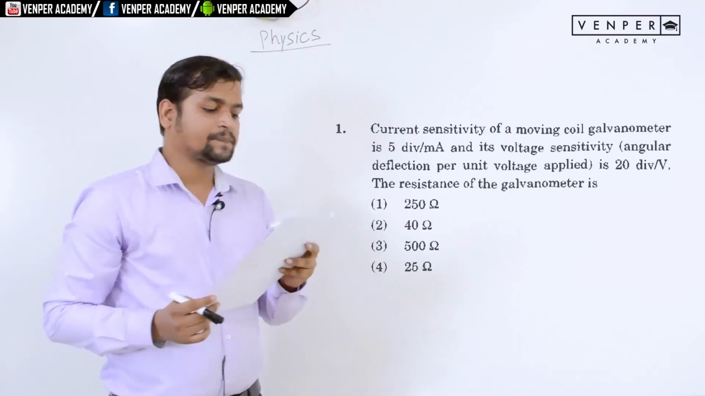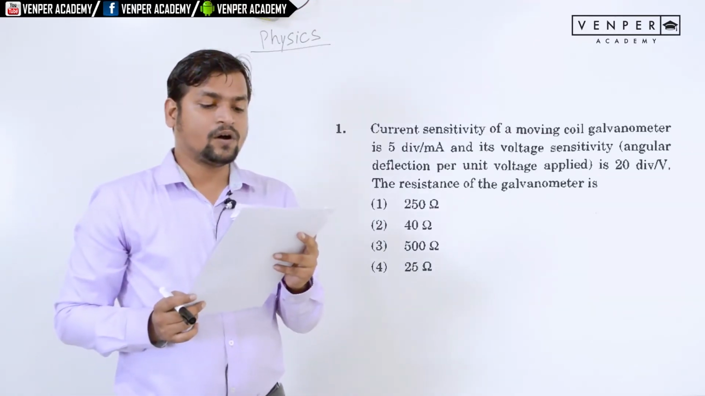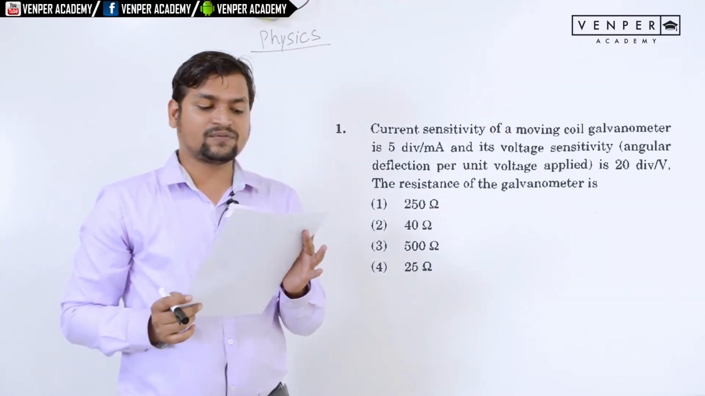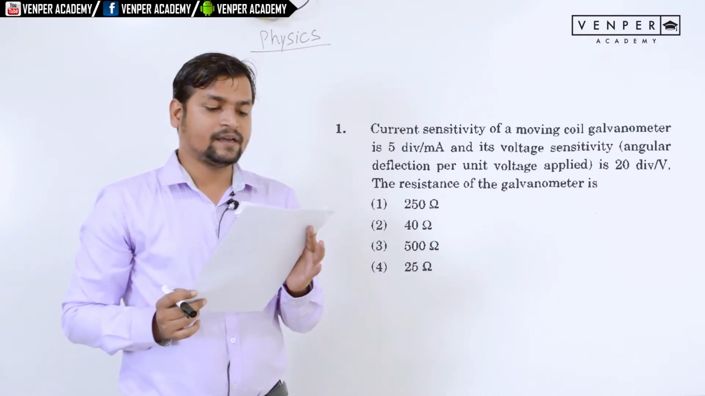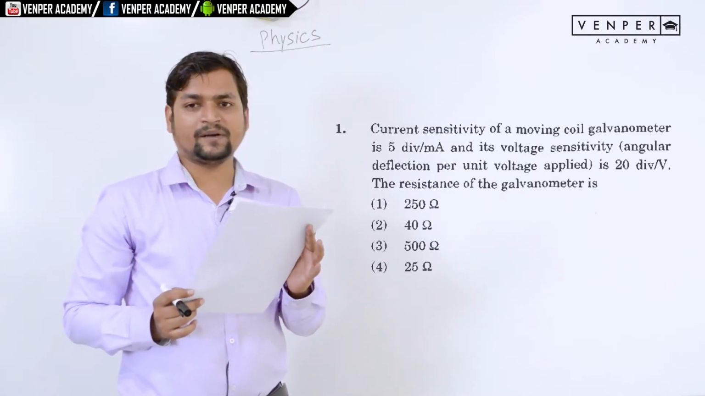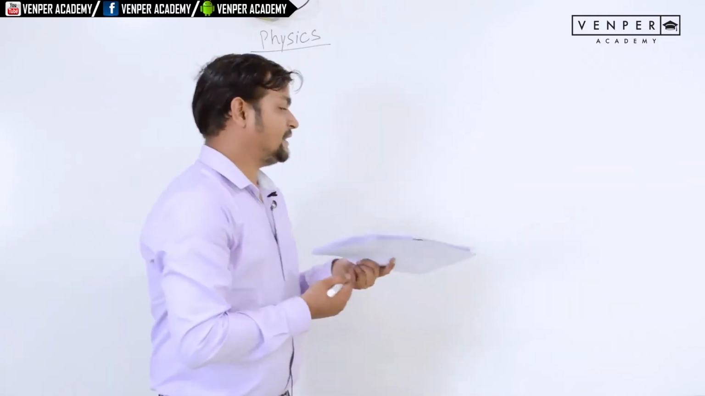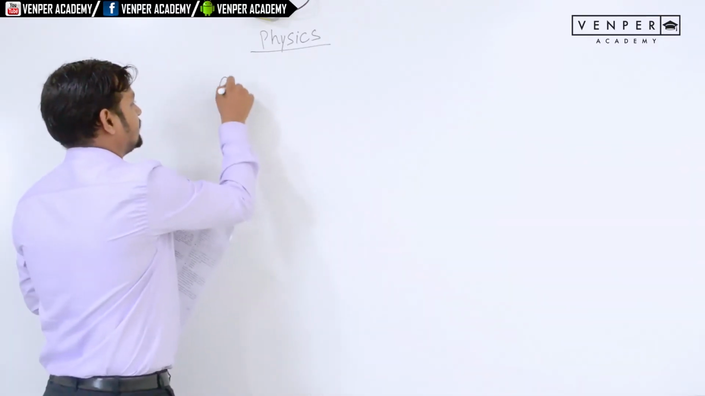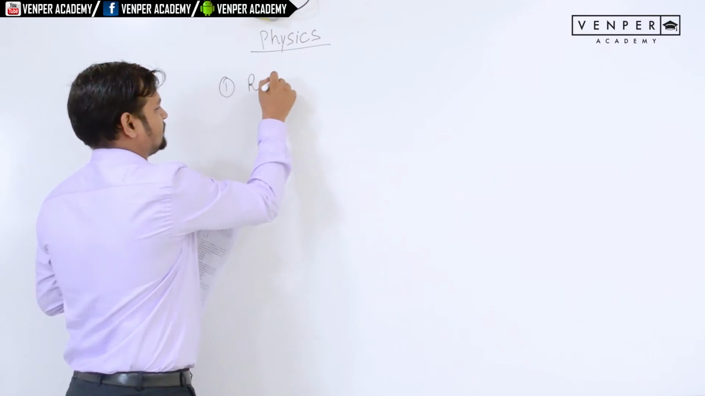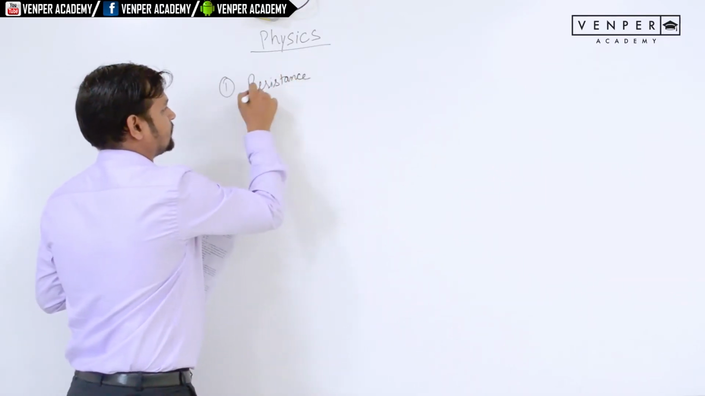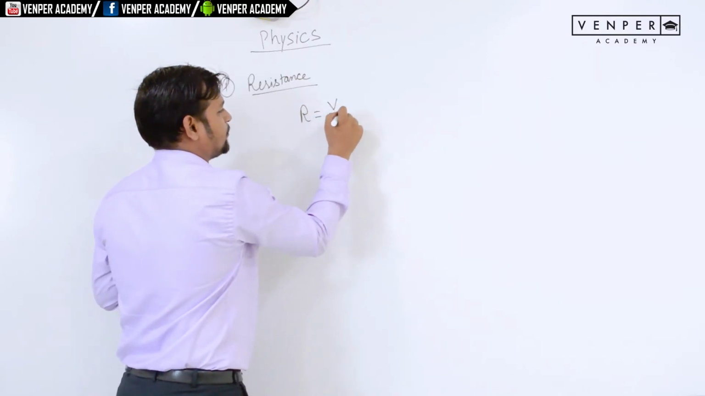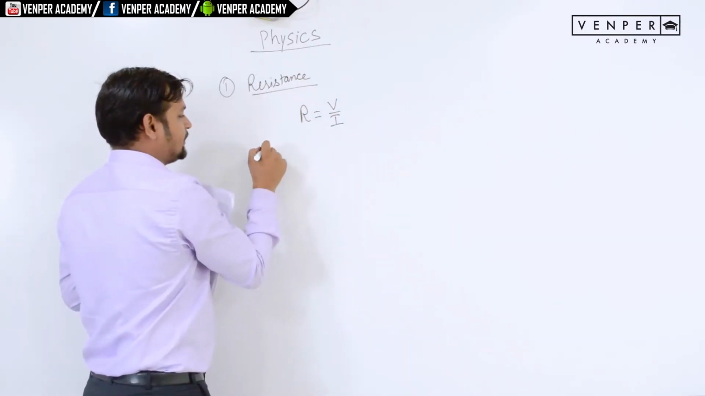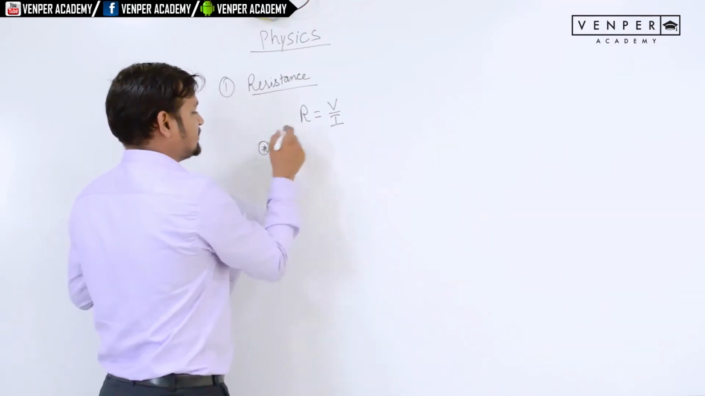Okay, first question: the current sensitivity of a moving coil galvanometer is 5 division per milliampere and its voltage sensitivity is 20 division per volt. The resistance of the galvanometer is? So in this question you have to calculate resistance. We know that resistance from Ohm's law is equal to V upon I. Here, the information given is, first, current sensitivity.